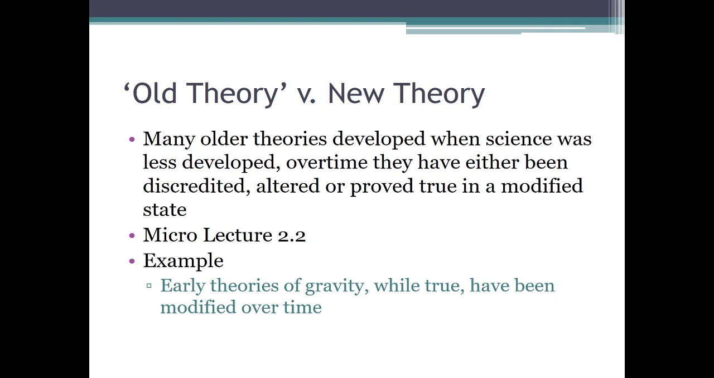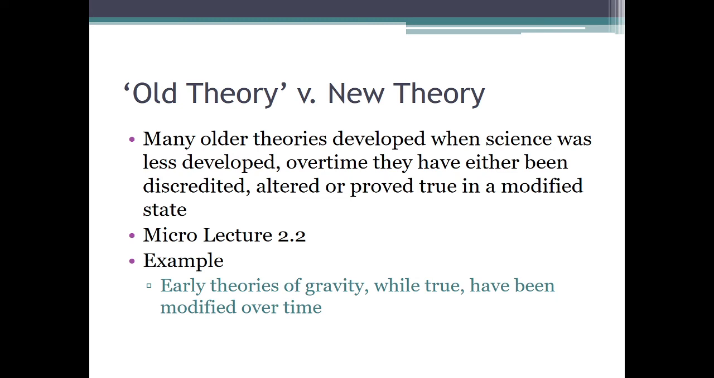Now we come to lecture 2.2. Many older theories, some of which we're going to talk about here briefly, developed when science itself was less rigorous, less developed. And over time, even though they've maintained the term theory behind their name, they've really been discredited, or they've been altered or proved true in very modified states.